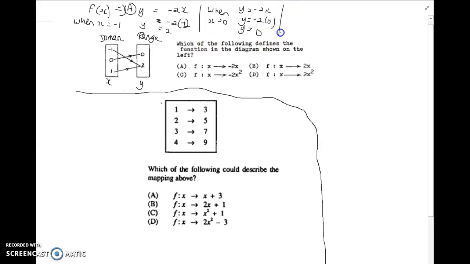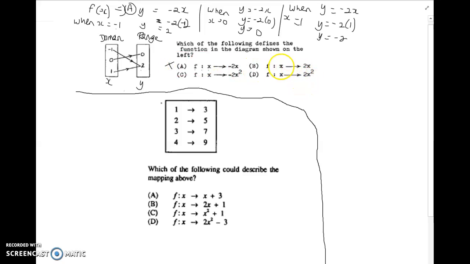So let's check it for when x is 1. Again, my equation is y equals minus 2x. So let's substitute when x is 1. Minus 2 by 1 is actually y is -2. So this is telling me when x is 1, y is -2. But there's no option for -2 here, so that does not work. So A is not my answer.